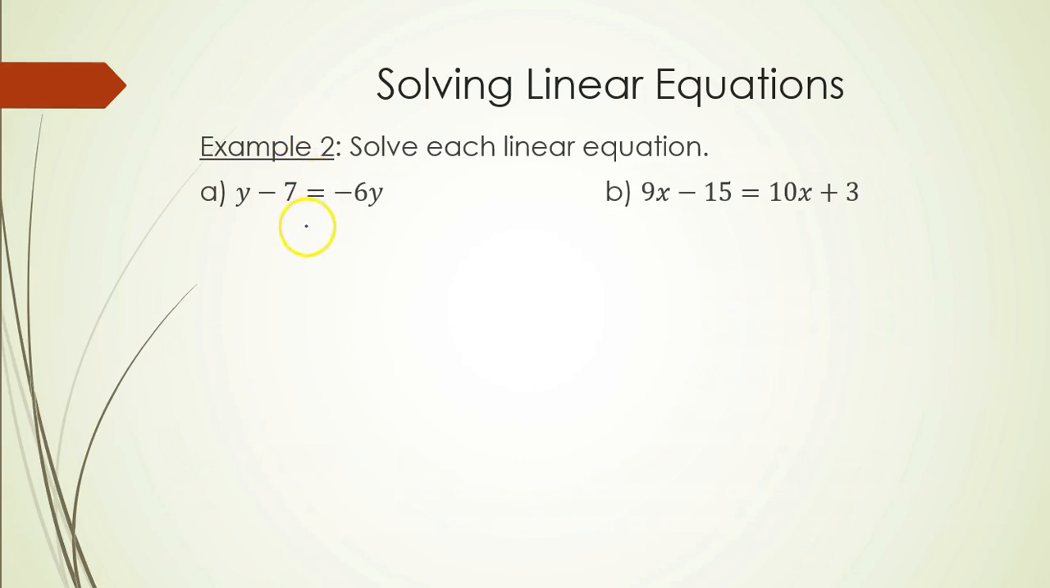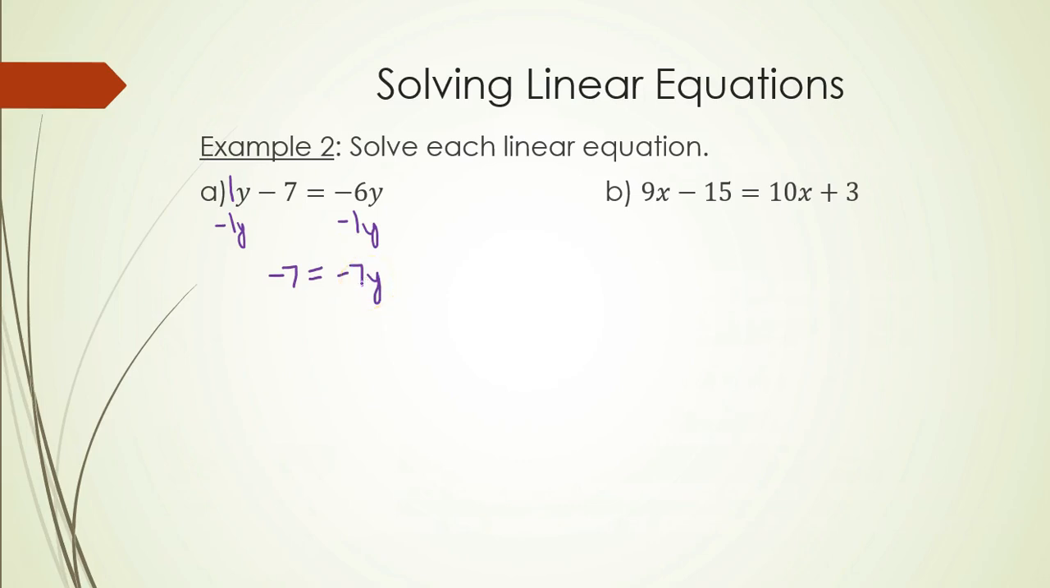Example two, let's solve some linear equations now. In part A, they give me y minus 7 equals negative 6y. You have y's on both sides of the equation, so your goal is to get the variable term on one side of the equation. So in this case, I have a 1y and it's negative 6y. I'm just going to go ahead and subtract 1y from both sides of the equation, giving me negative 7 equals negative 7y.